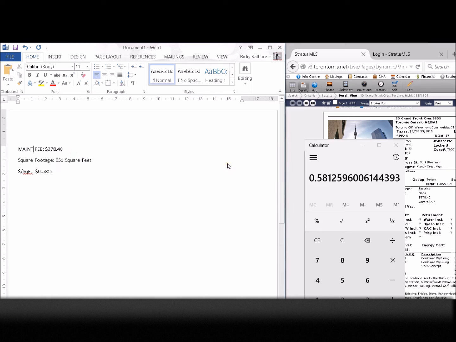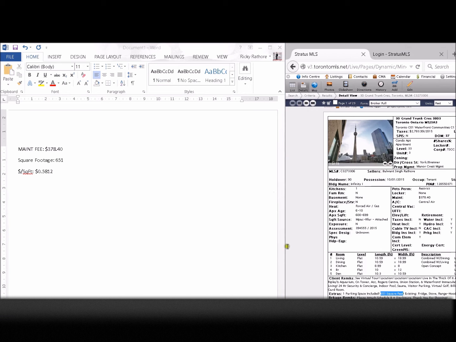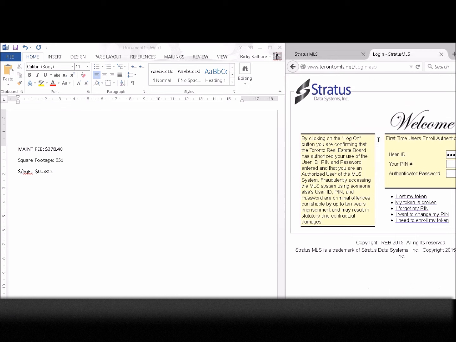Okay, if, as an example, I didn't know the square footage, as long as I have these two numbers, I can calculate the same. So now all I need to do is take 378.40, and I can divide that by 0.5812, and this gives me my total square footage, so 651. Now, as long as you can pull any listing where this information is verified, you can now go back and always look up the figures for anything you don't know.